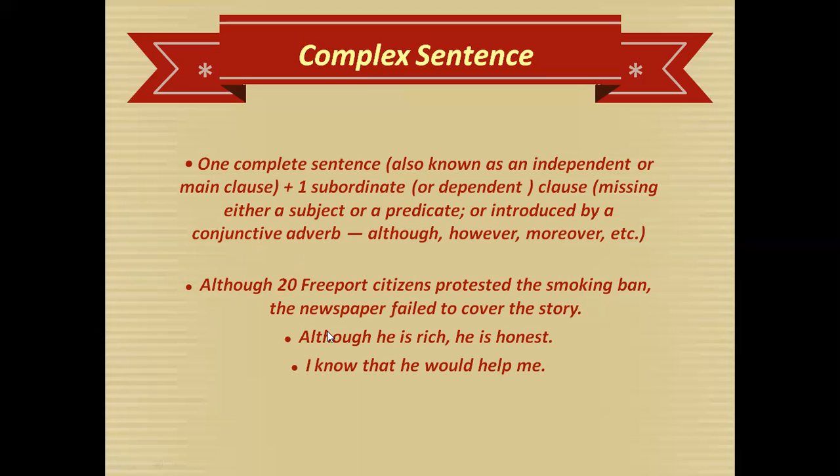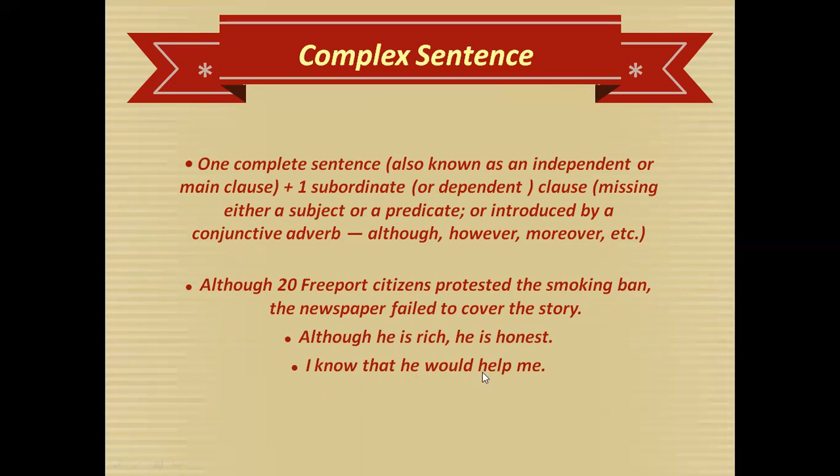So here we can see the example. Although he is rich, he is honest. So here, although he is rich, is a subordinate clause. He is honest is a main clause. It is independent. But although he is rich is a dependent clause. It always depends on the main clause to give a complete meaning.